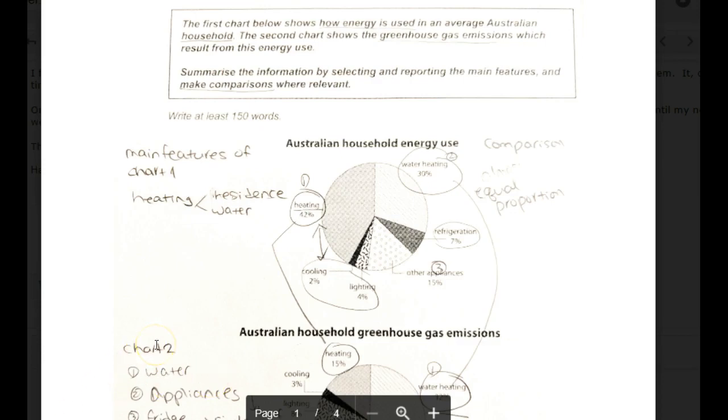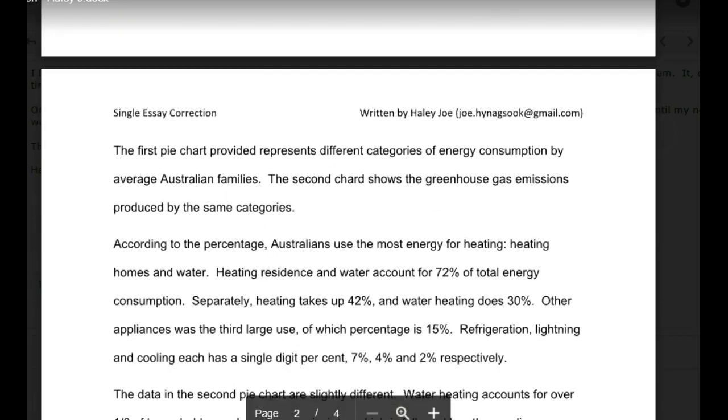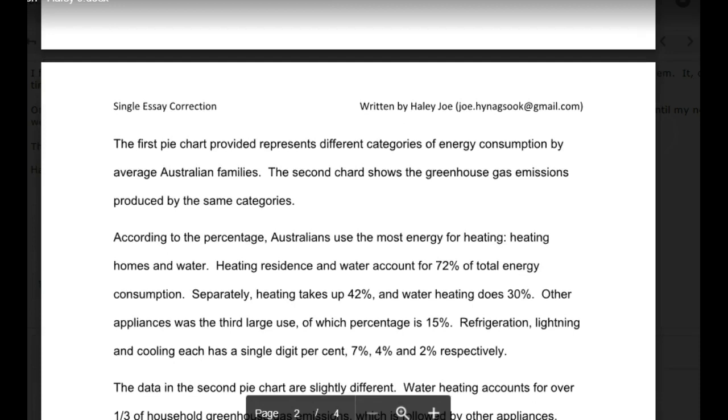Okay, you've got a pie chart here: how energy is used in an average Australian household. Let's see what you have to say about this. The first pie chart provided represents different categories of energy consumption by average Australian families. The second chart shows the greenhouse gas emissions produced by the same categories. Okay, it's fine. Just be careful with your typing. You wrote a typo here instead of chart, so just be careful with that.